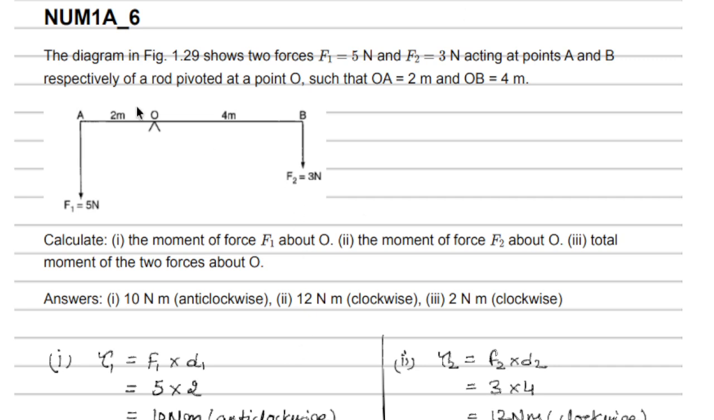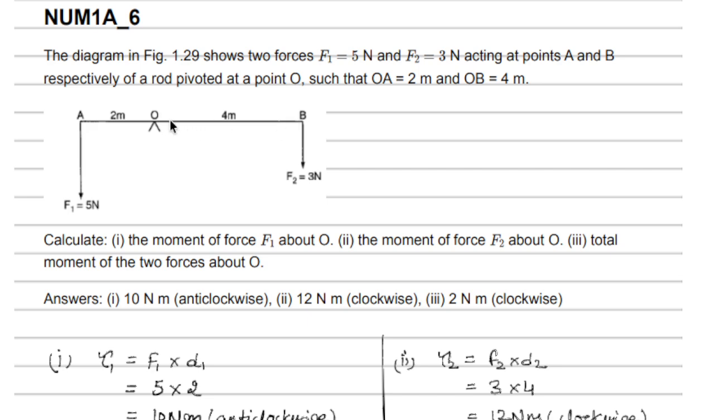Let's look into this question. A diagram is shown here and two forces are acting. First force is this and second force is this. Point A and B. This is the point A, this is the point B on a rod. So this is the rod lying here like this. The length is also given, like this is the pivot point.